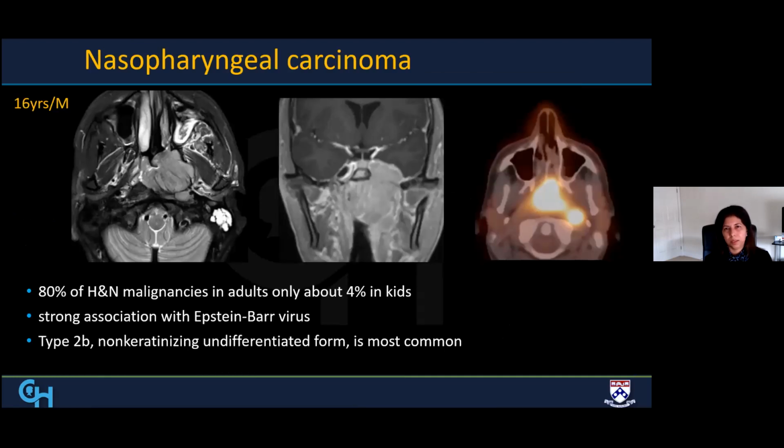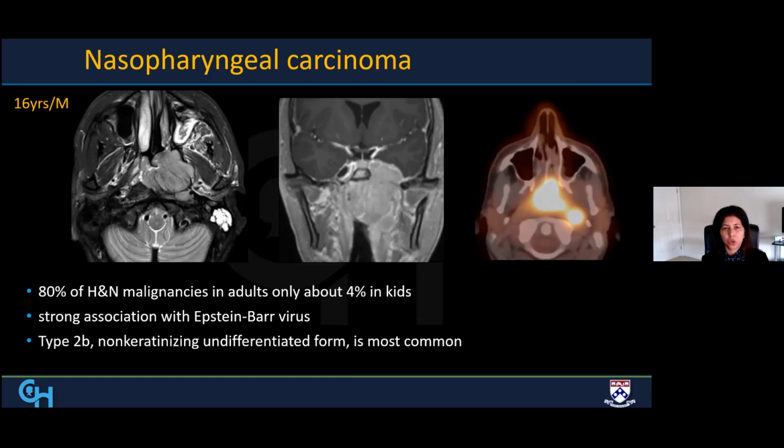So the next entity I'll talk about is nasopharyngeal carcinoma, very common in adults, but only a very small percentage of children will have it. Usually they are adolescent and older children, males more commonly, and it is the Asian kids who have more propensity to get this type of carcinoma.